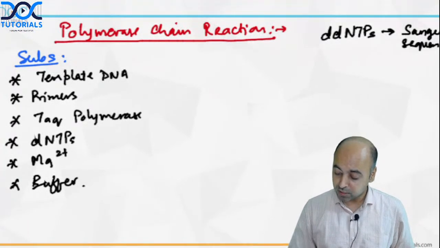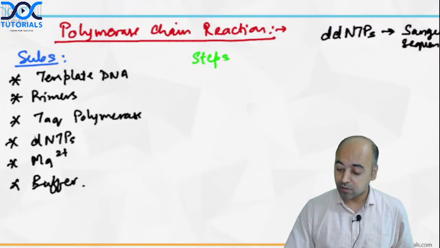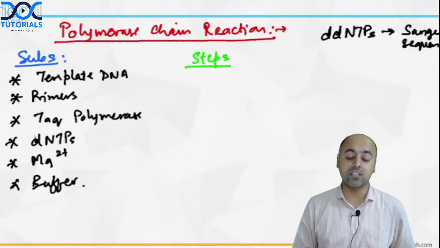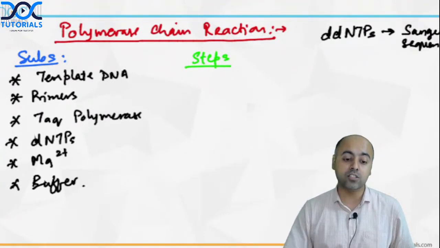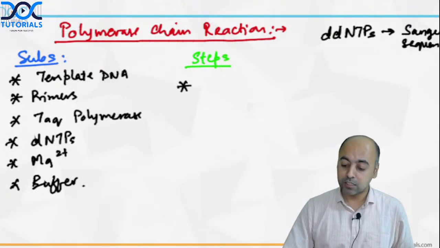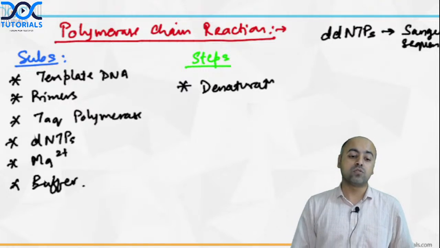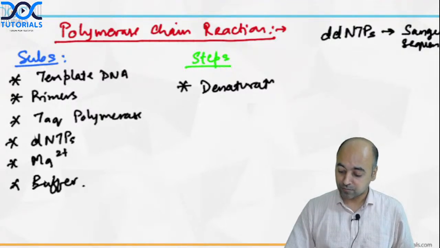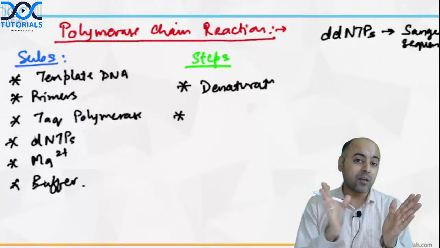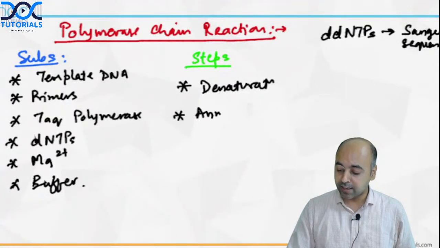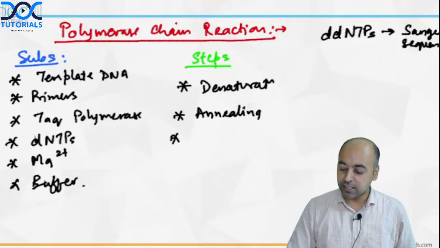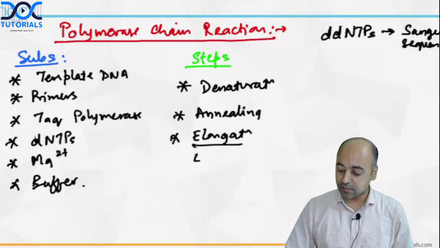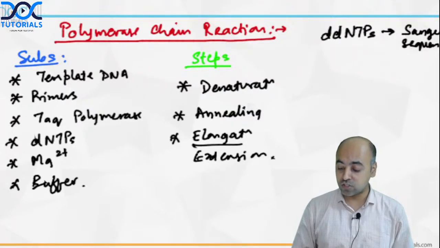Second part which you have to know is what are the steps of the polymerase chain reaction. Number one is denaturation. You have to separate the two strands of the DNA. Once the two strands are separated, the primers are allowed to join, which is known as annealing. And lastly is the elongation, sometimes also known as the extension step. These are the three steps which are required for the polymerase chain reaction.